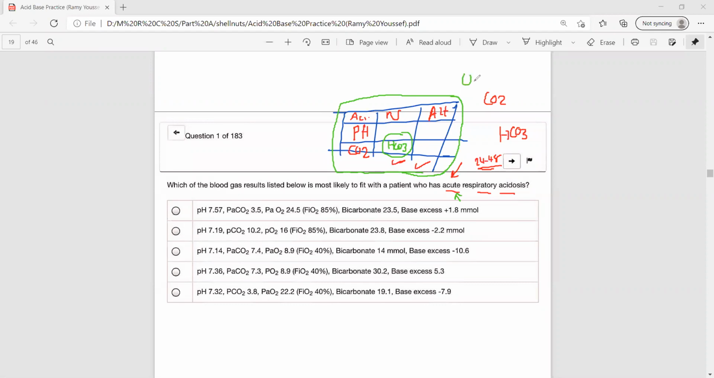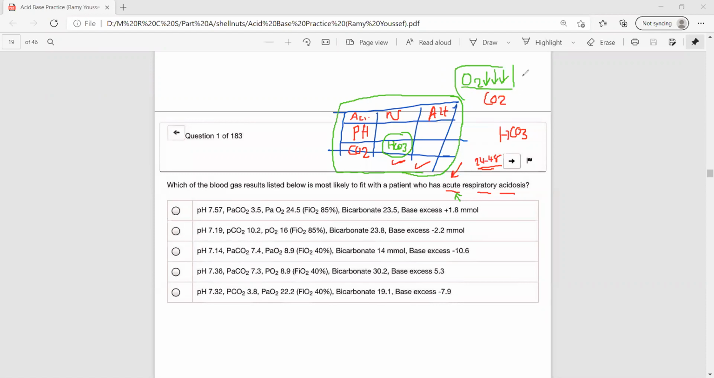What will you find for the O2 in acute respiratory acidosis? What do you expect for the O2? Elevated? No, the O2 will be low. In any respiratory problem with acidosis, you will mostly find the O2 low. Acute respiratory acidosis may be due to opioids, chest trauma, or flail chest. So do you expect the O2 to be normal?